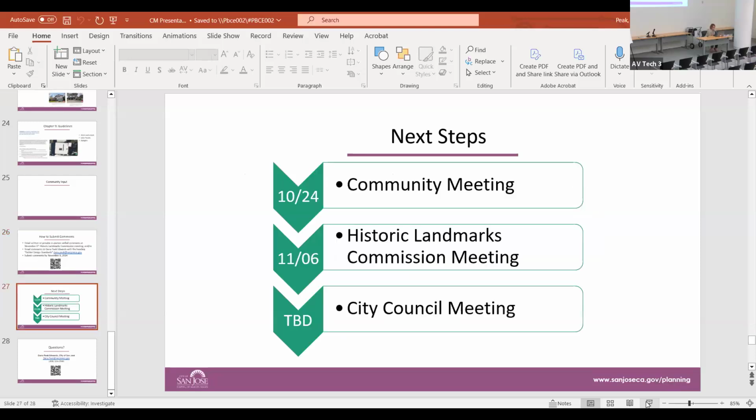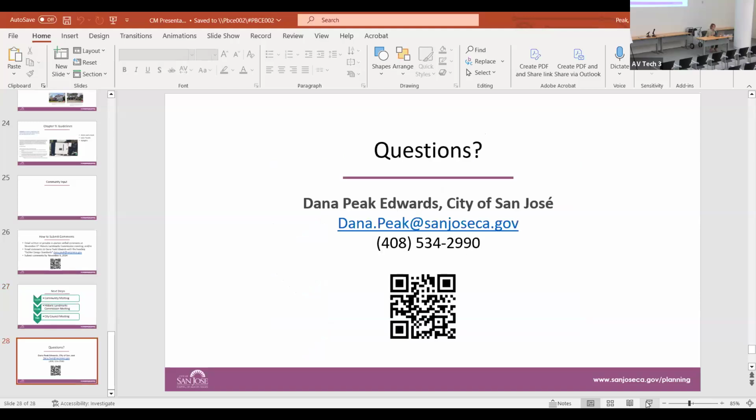We showed this slide previously, but tonight's the community meeting, the Historic Landmarks Commission meeting is coming up November 6th, and we haven't determined yet the council meeting date. December meetings tend to get very, very full. They don't meet in January, so I have a feeling it probably will be February, but the information will be posted on the project website. So any final questions?